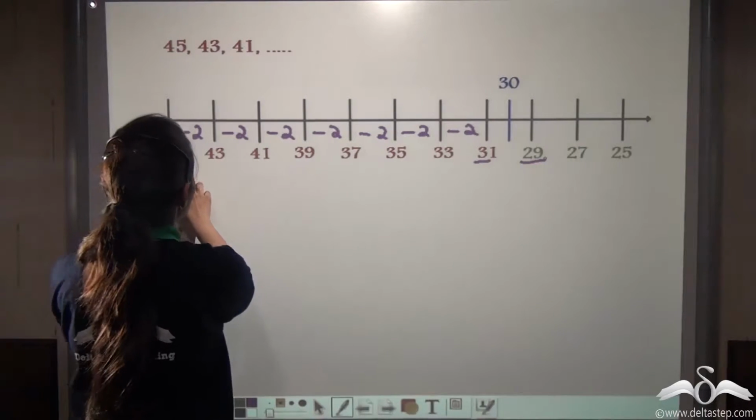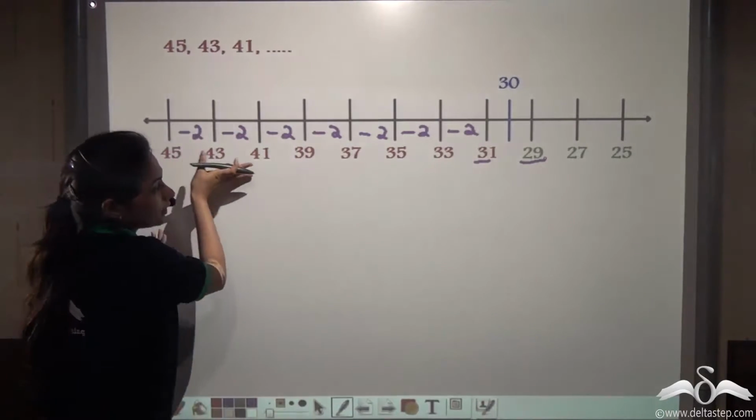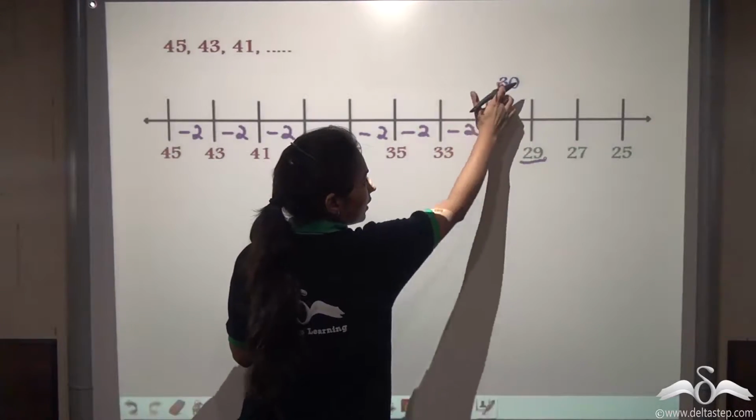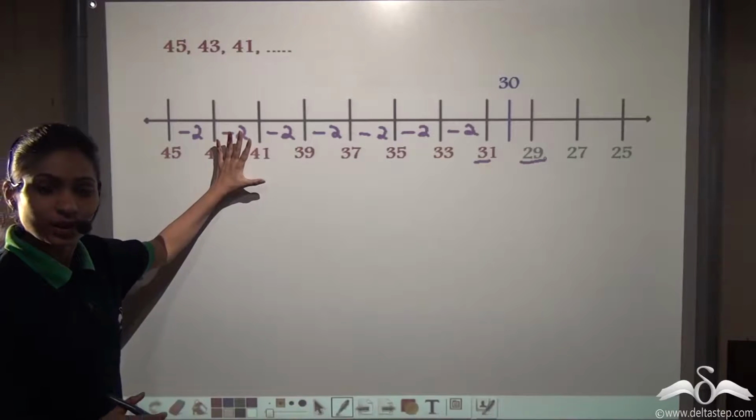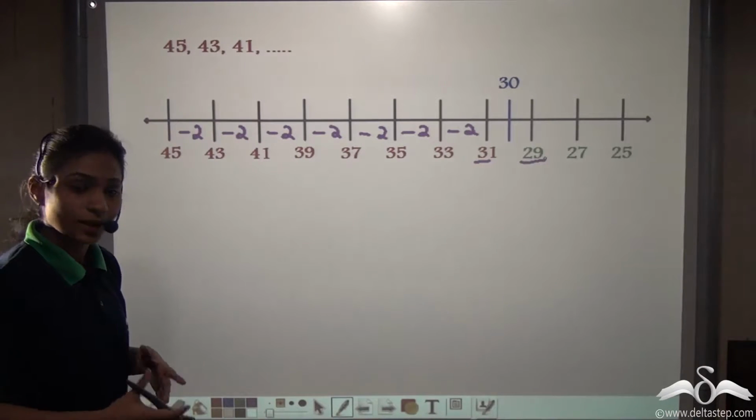Well, you can see that these numbers are actually what? Odd numbers. Now these decreasing odd numbers, right? And 30 is an even number and it is not falling in that AP series. Well, you can see that visually. Whether it will give us the same result when we do that with the formula. Let's check.